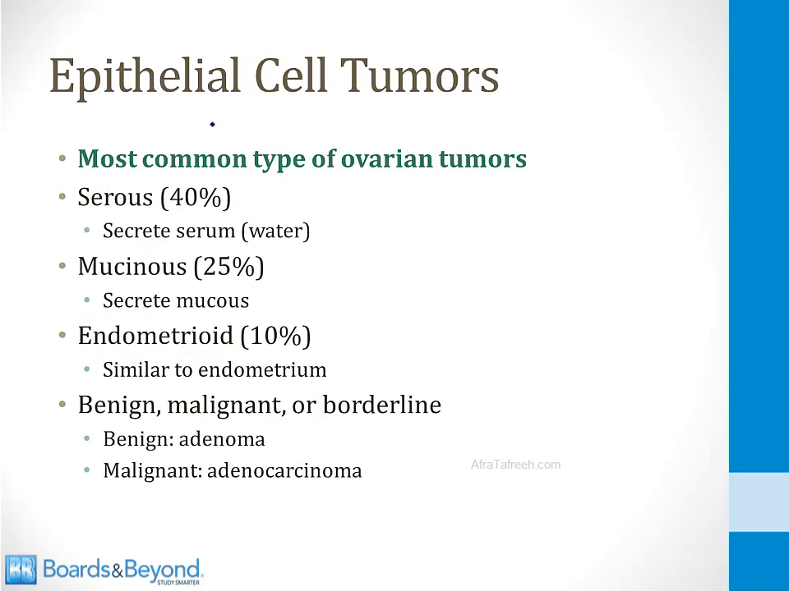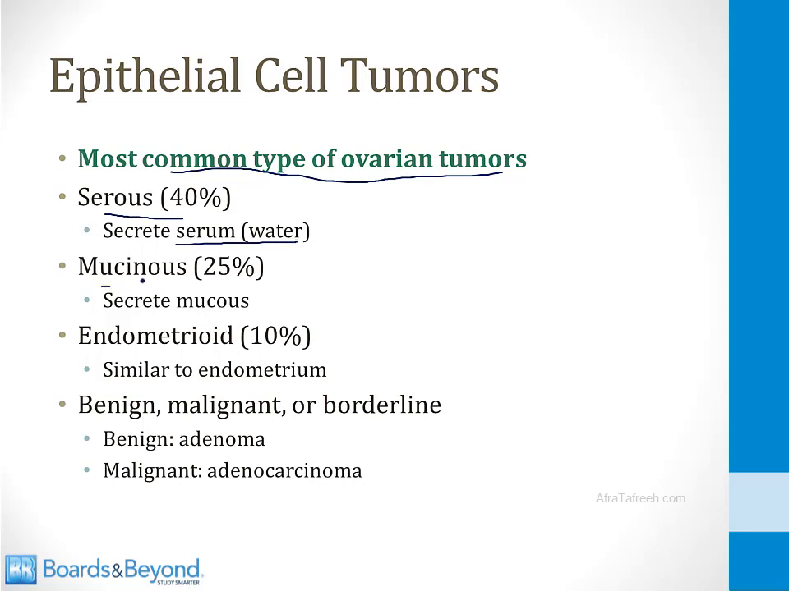So now we're going to talk about the various types of epithelial cell tumors. And the first thing to know generally about this class of ovarian tumors is that they are the most common type of ovarian tumors. You'll often hear people say that an elderly friend or family member has ovarian cancer, and this is the type of malignancy they're usually talking about. There are a couple of subtypes. The most common is called the serous subtype. It gets its name because they secrete serum or water, and the tumors are filled with watery substance.